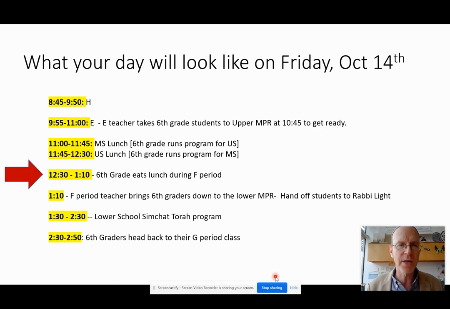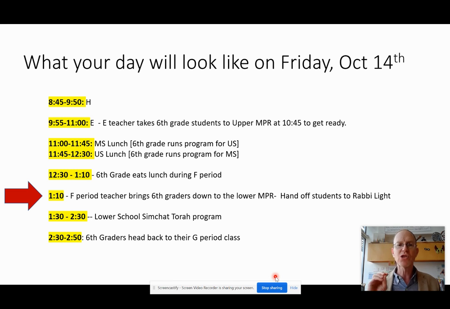At 12:30, when everyone else goes to their normal F period class, the sixth graders are going to be eating their lunch. You might be very hungry. That's a little bit later than usual, so make sure you have a snack during passing period from E to F, probably. During that F period, your eating time is 12:30 to 1:10.